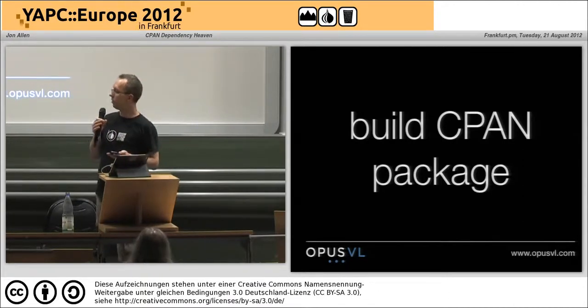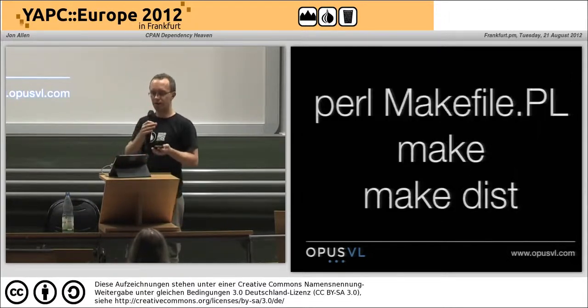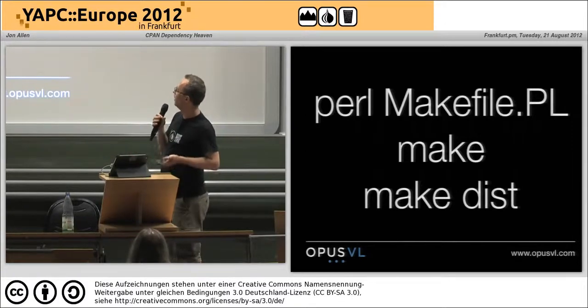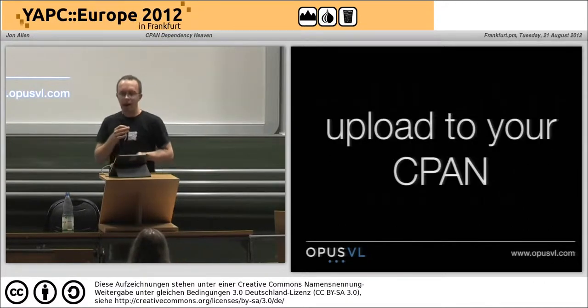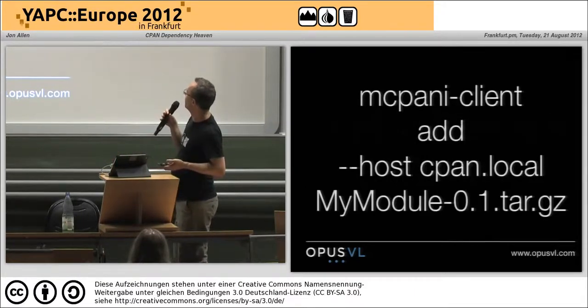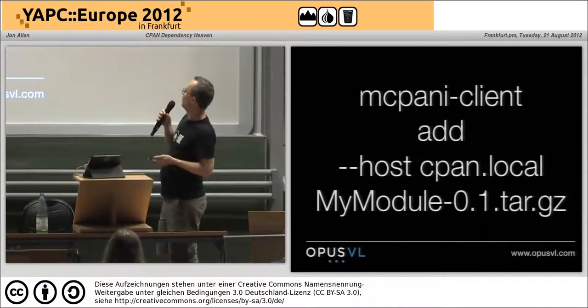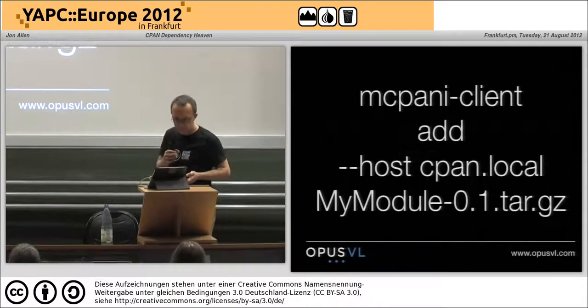So people work on code, check into Git, check out, decide they want to build a package. So you just do perl Makefile.PL, make dist, probably do make manifest in that as well, and upload it to our local CPAN. And we do this using the mcpani client command, just give it command add, tell it where your mirror is, and file name, and that's it, done.